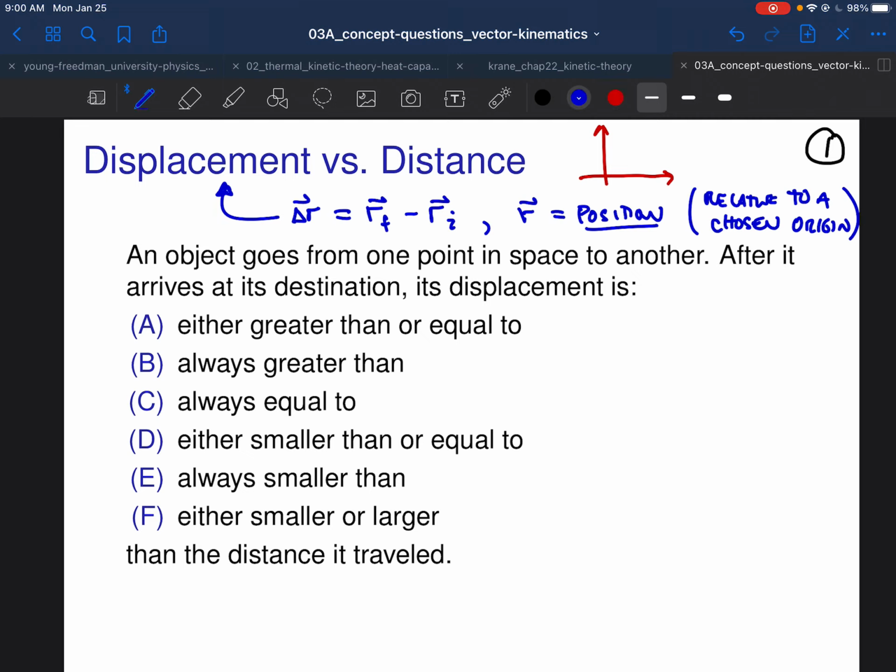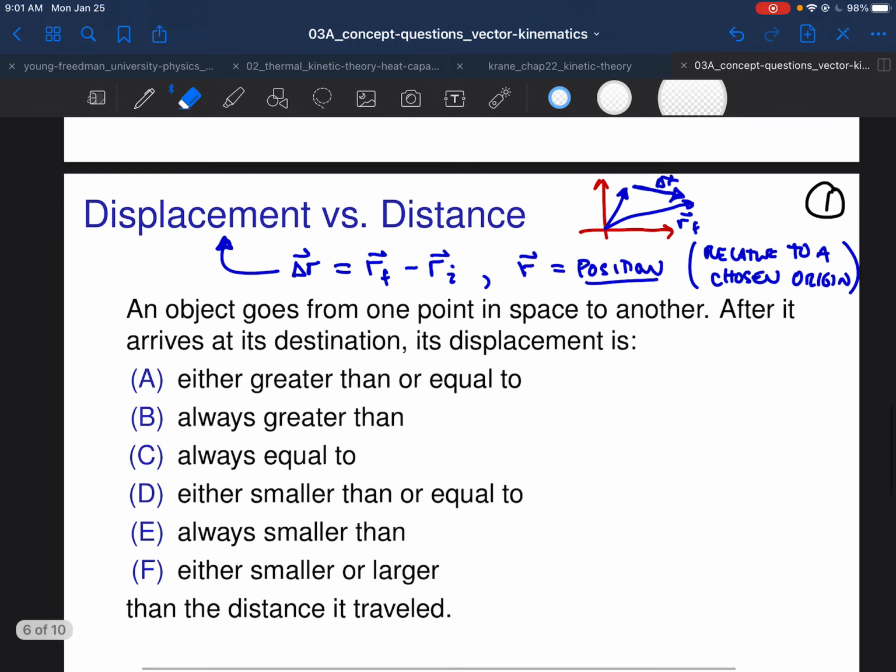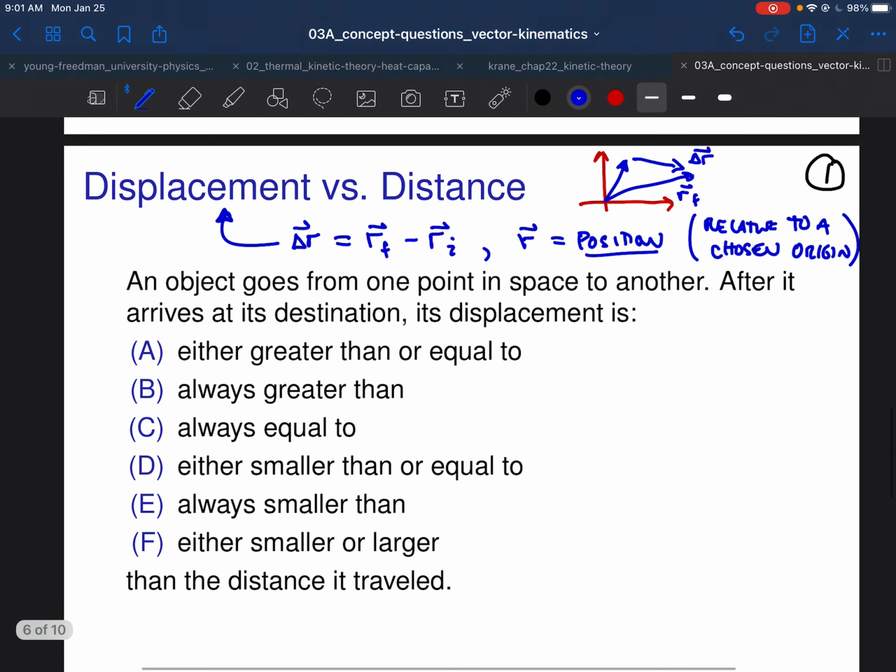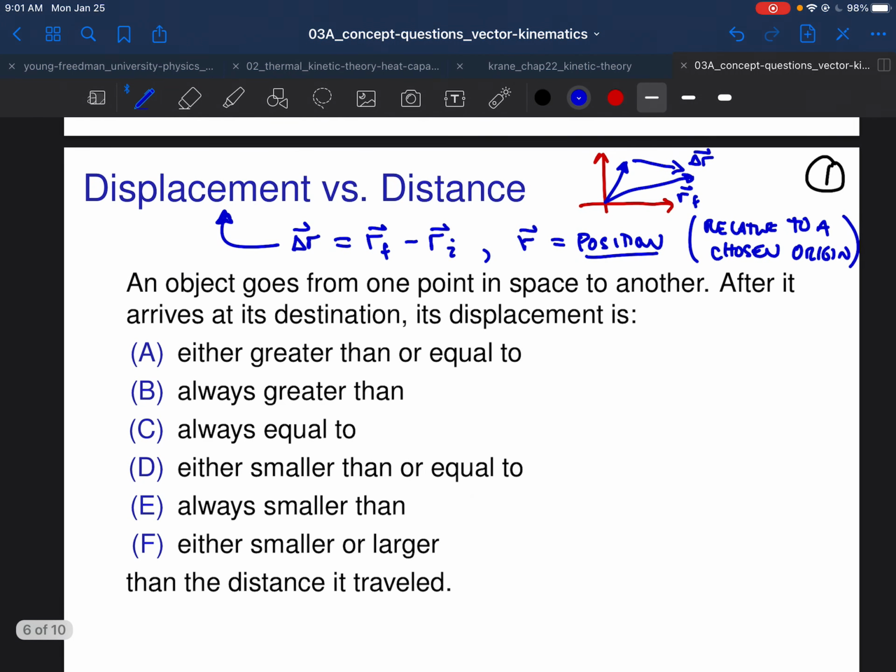One last little piece of it, remember, if you have two position vectors, r initial and r final, then the displacement, because of that subtraction definition, goes from the first one to the second one. That's the delta r vector. There's the delta r vector.